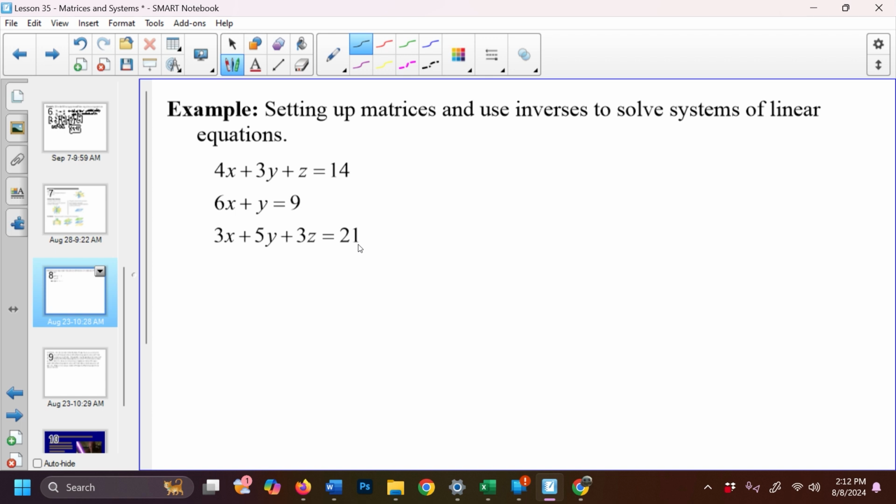Now, I've picked a problem here, and hopefully you notice right away by looking at it that there is no z in this second equation. And that's okay. Wherever you have a missing variable, you're just going to put a 0.